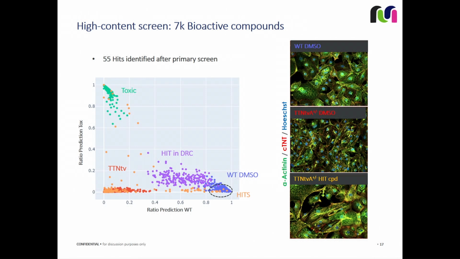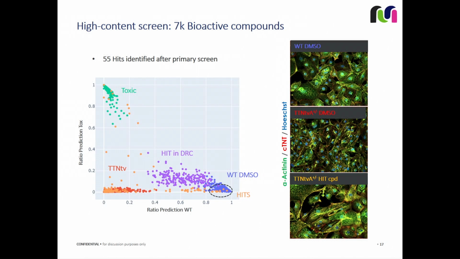And now if we open this confusion matrix into a 2D scatter plot, we can really distinguish the toxicity in these cells, the TT and TV cells that are treated with different compounds, and here we have the wild type cells. Now in orange we have the TT and TV cells that are treated with the compounds, and we see here that they're starting from here, and some of them are migrating towards the wild type, which basically suggests that there is a rescue phenotype.